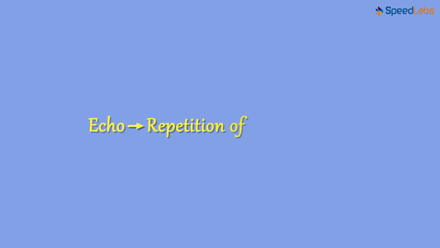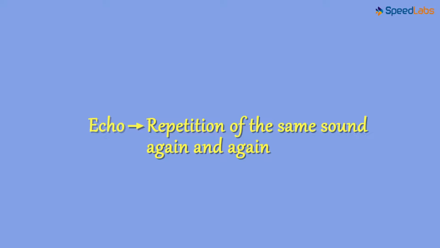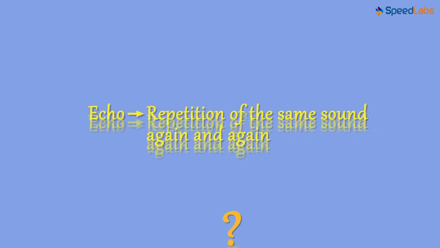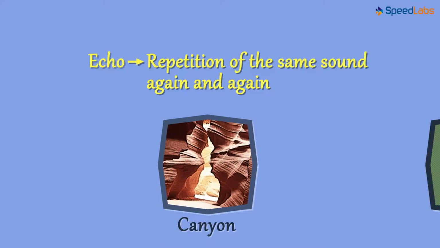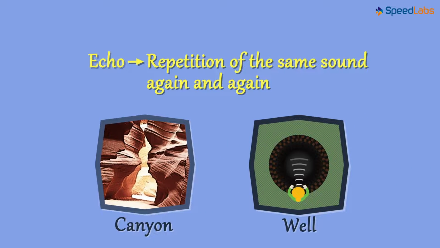Echo is another example where one is able to hear the reflected sound. What is an echo? The repetition of the same sound again and again is what we call an echo. Where do we hear an echo? Well, we usually hear it in empty spaces bounded by at least one tall surface. For example, when we're inside a large canyon or when we're shouting in a deep empty well from above.